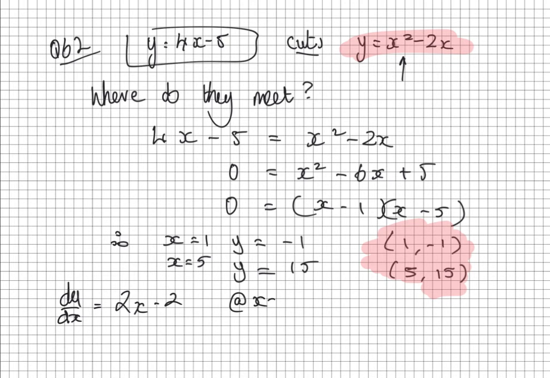So at x equals 1, the gradient is 2 times 1 is 2, take away 2 is 0. So that's your first answer. And at x equals 5, the gradient will be 2 times 5 is 10, take away 2 is 8. So your two answers are the gradient is 0 and the gradient is 8 at the points where the line and the curve intersect.